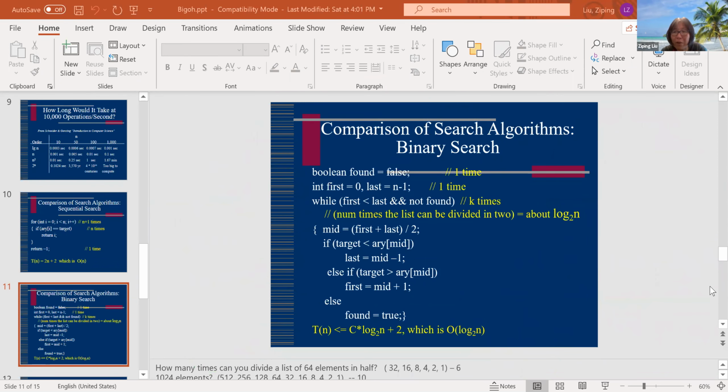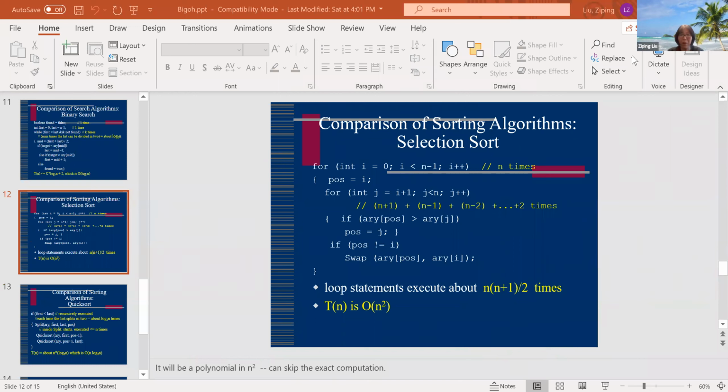We kind of understand the idea. And next, let's take a look. We already learned the sorting algorithms. So let's take a look. First is selection sort. Selection sort is what? Each round, you need to find the smallest item in that sublist. Then you swap. That's selection sort.